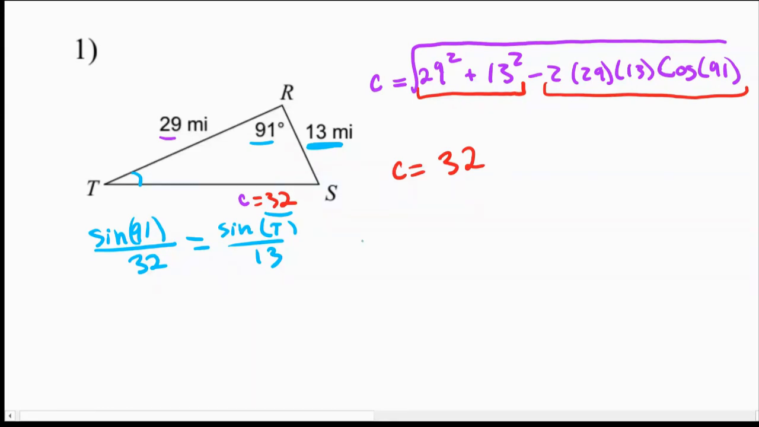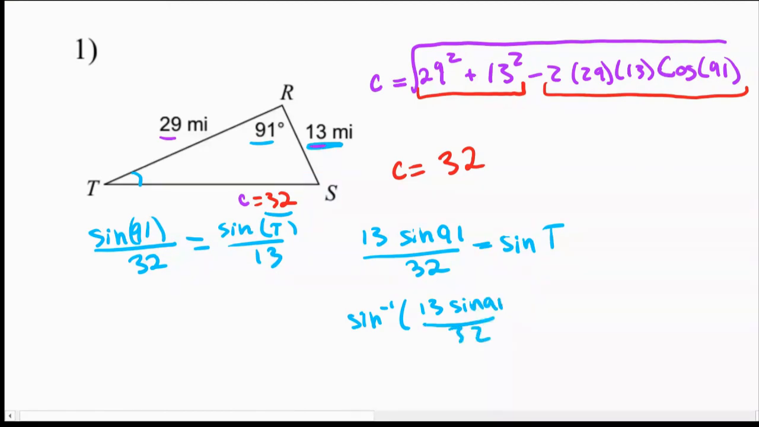So I multiply 13 on both sides. So I get 13 sine of 91 over 32 equals sine of t. And then I'm going to take the inverse sine of all of that, 13 sine 91 over 32. And I plug that into a calculator and I will get my solution. So inverse sine of 13 times sine of 91 divided by 32. And I get about 23.96, or what I'm going to round to 24.